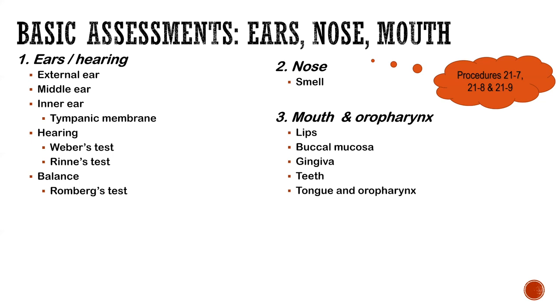Okay, remember, it's supposed to be gray. And then if you're assessing the tympanic membrane of a child, you're going to pull the pinna down and back. Okay. And that's how you're going to be able to straighten the ear canal in a child. So that's assessing the ears.